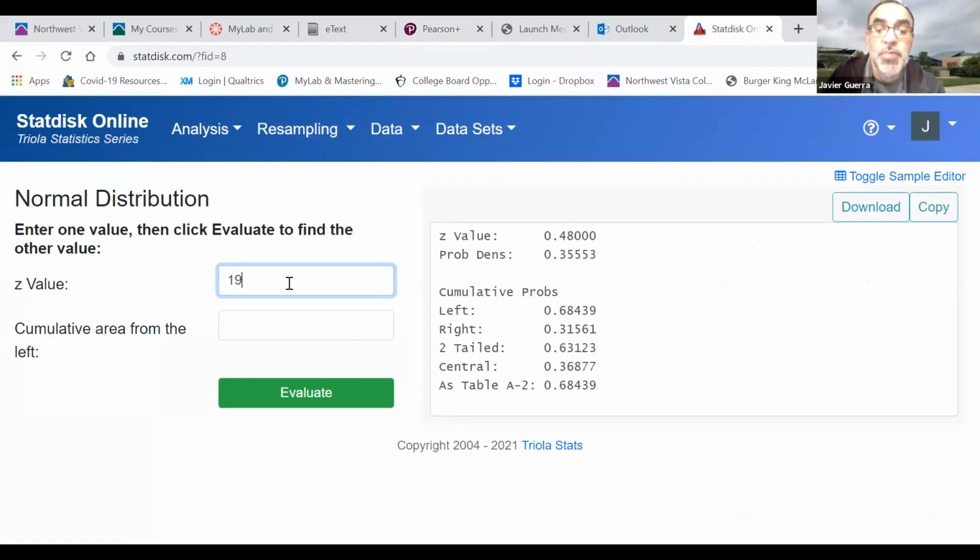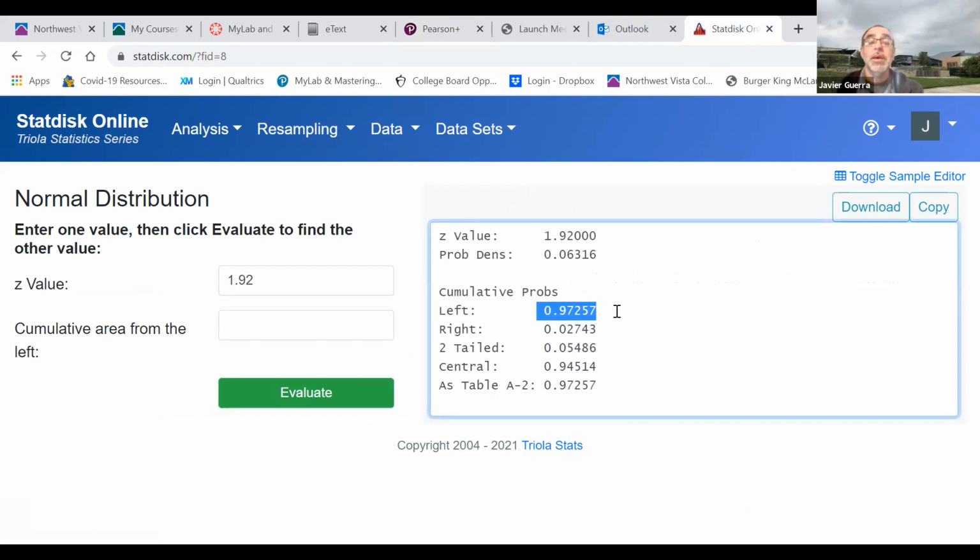Just 1.92. Left area. I need 4 digits behind. So my answer ends up being 0.9726. Or you can write it as a percentage, 97.26%.